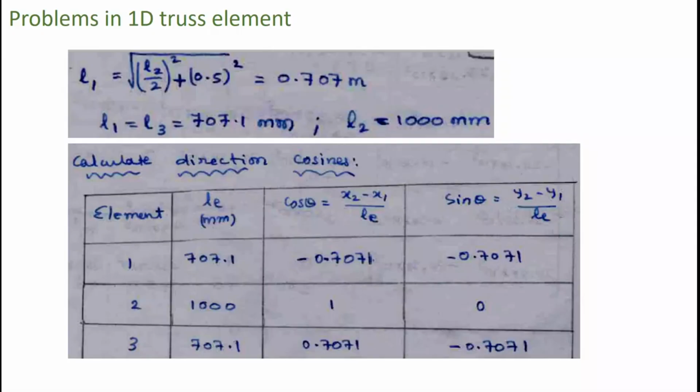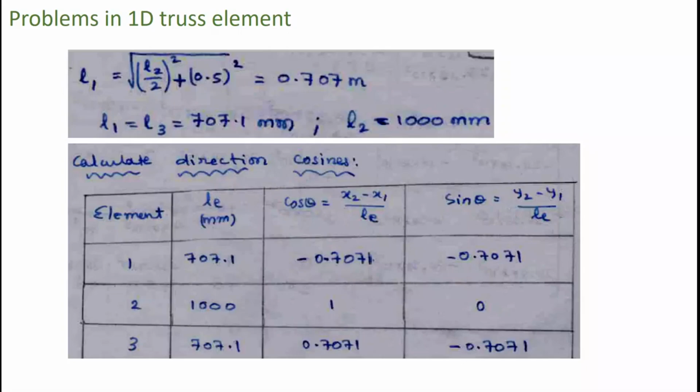Element 1 will be 707.1 mm. Element 2 length will be 1000 mm, and element 3 will be 707.1 mm. Then we want to find the L and M of the individual elements. By using the formula cos theta, or x2 minus x1 divided by Le1, or x3 minus x1 divided by Le1, or x1 minus x2 divided by Le1, we get the L1 value as 0.707, then L2 will be 1, and L3 will be 0.7071.